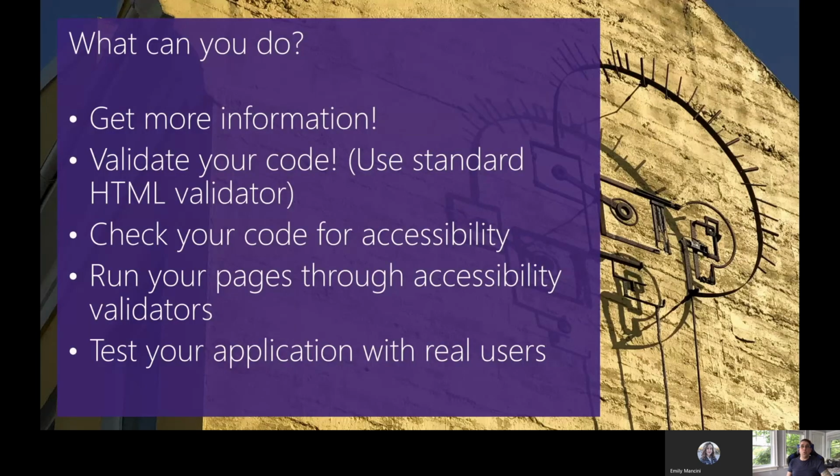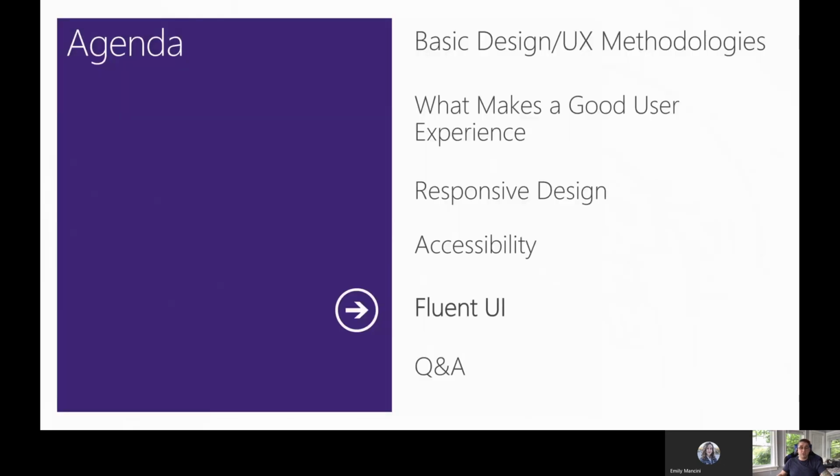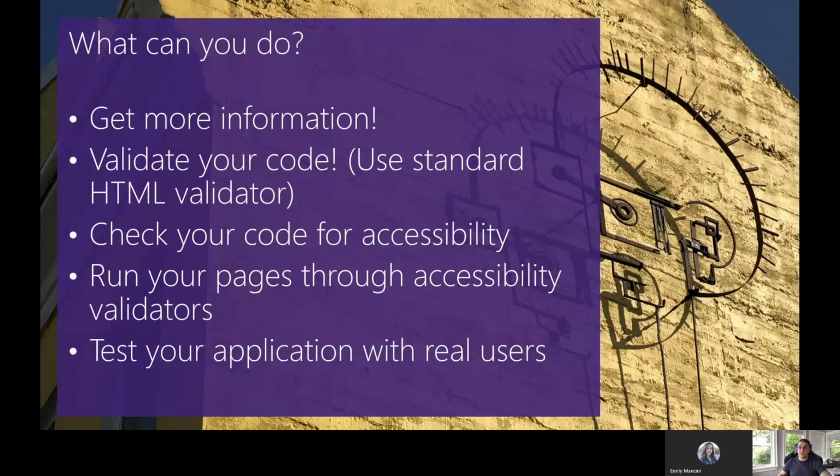So what can you do? Because accessibility can be a big beast. The first thing that you can do is get more information, and there's a link to the web accessibility guidelines at the end of this presentation. You can validate your code. One of the biggest things that flags in the validators is using broken or non-standard HTML, putting elements where they don't belong. The other is checking your code for accessibility issues.